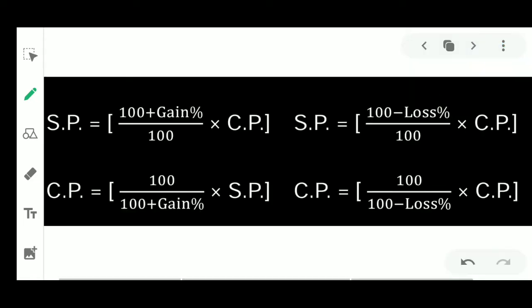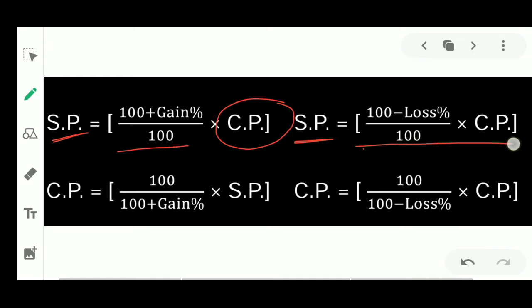So the first formula is, if you have to find out selling price, then the formula will be (100 plus gain percent) by 100 multiplied by CP. And when loss percent and cost price are given, the formula for selling price will be (100 minus loss percent) by 100 multiplied by CP.